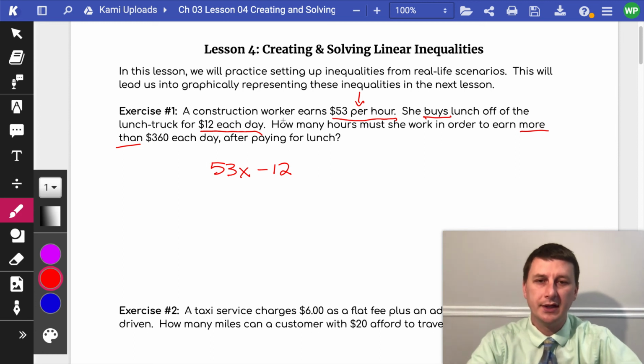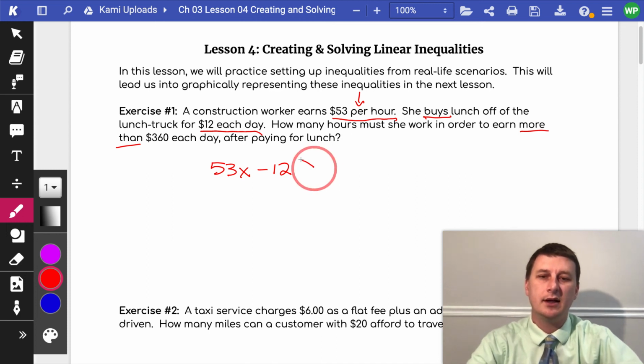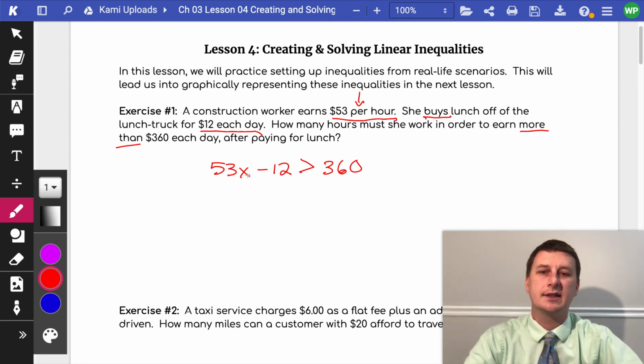And now we want to know how many hours she must work in order to earn more than. How can I write more than as an inequality? And it has to be more than $360. Okay, that means this amount has to be more than $360.